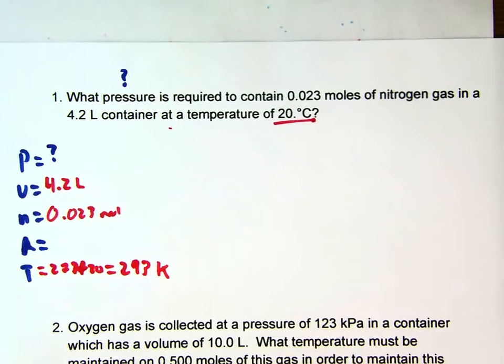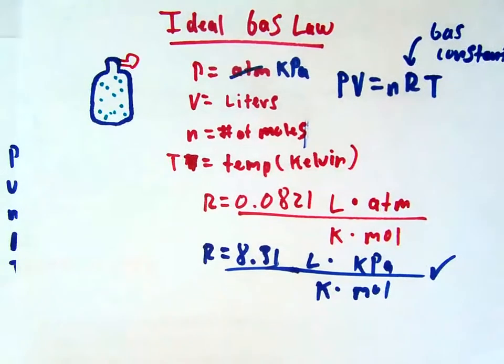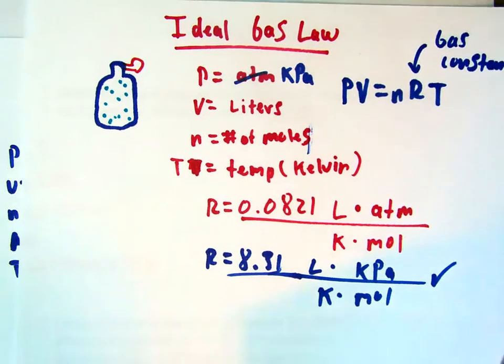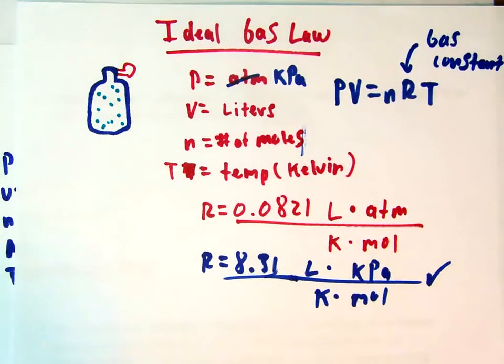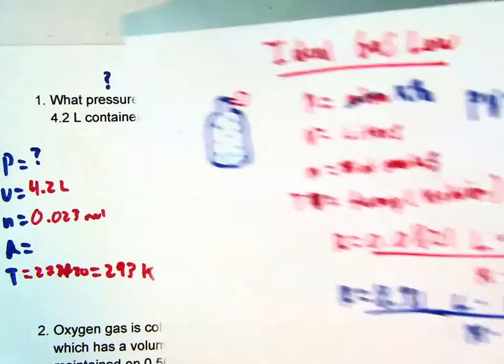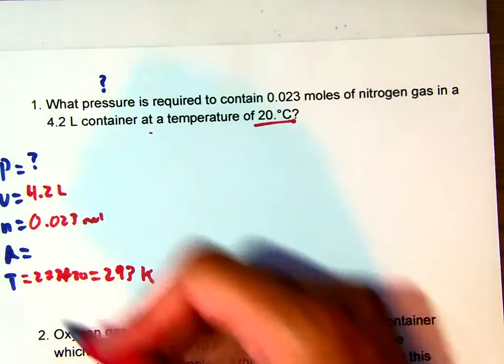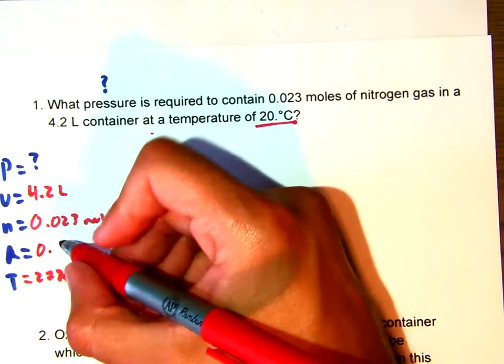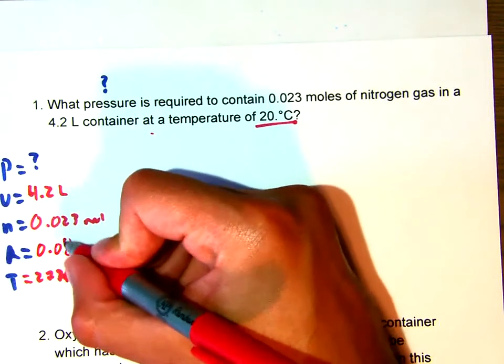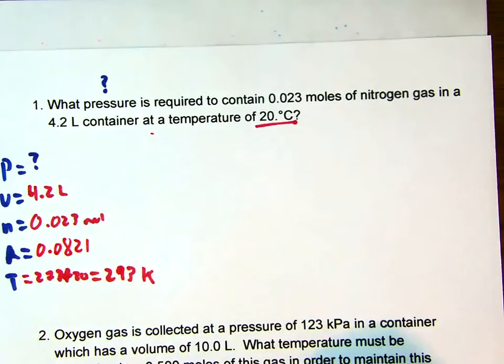But if we use the first value, we are going to be given the answer in atm. If we use the second value, the answer is going to be in kilopascal. So let's just use the first value and let's get our answer in atm. So our R value is just that first one, 0.0821. Okay, and I won't put all the units for now.